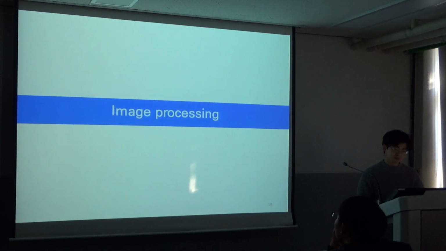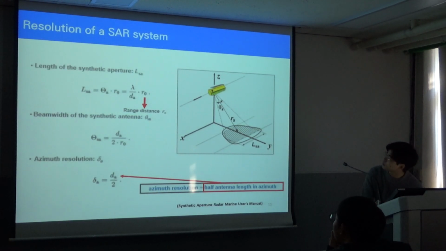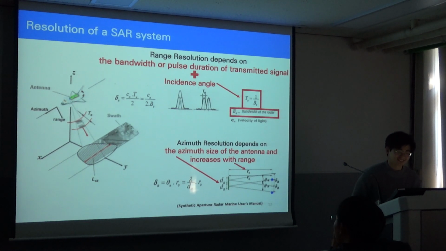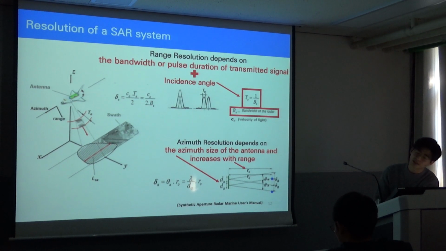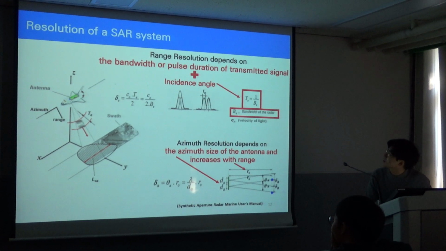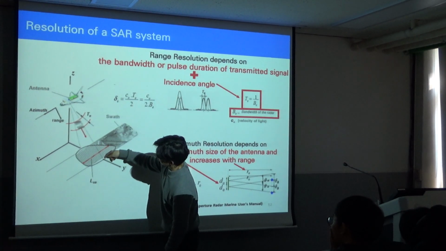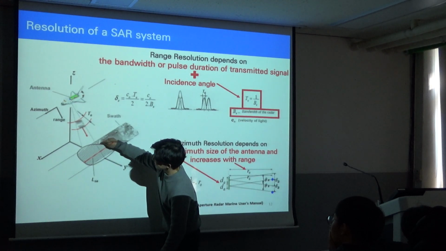The last one is image processing, and azimuth resolution is half the antenna length in azimuth. It simply says that if the antenna is longer, the resolution is good. Resolution is proportional to the antenna. And range resolution depends on the bandwidth or pulse duration of the transmitted signal. And plus the incidence angle. The incidence angle is this angle, from the vertical.